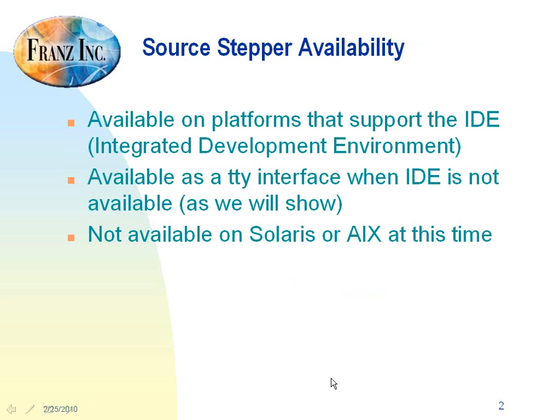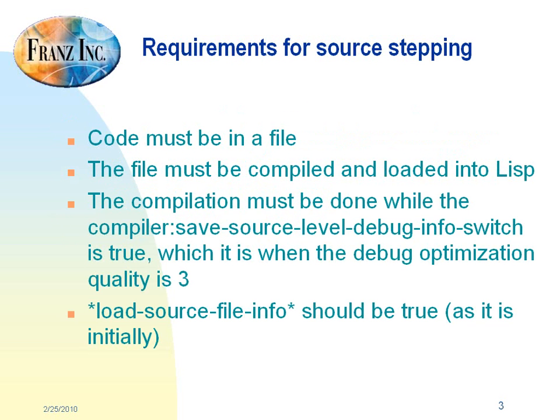In order to use the Source Stepper, the code you want to step through must be in a file. The file must be compiled and loaded into Lisp. The compilation must be done while the optimization switch, save source level debug info switch, is returning true, which it does when the debug optimization quality is 3.